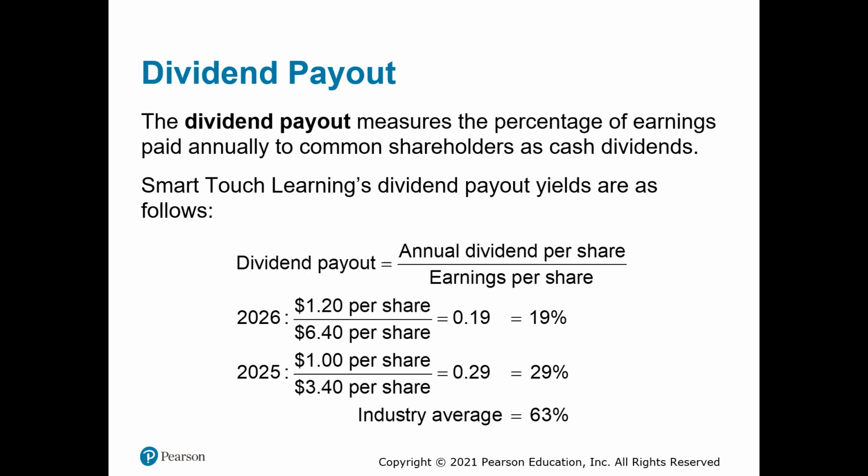And speaking of the dividend payout ratio that we have over here, the dividend payout ratio is an actual measure of how much that could be distributed actually got distributed. We determined earlier that in 2026, SmartTouch had the ability to distribute $6.40 of distributable income to each common shareholder for each share that they had, but they didn't distribute all of it. They only distributed $1.20 of that. Well, $1.20 divided by $6.40 comes out to 0.19 or 19%, which means SmartTouch is distributing 19% of what they potentially could, down from 29% the year before and way below the 63% that the industry is paying.